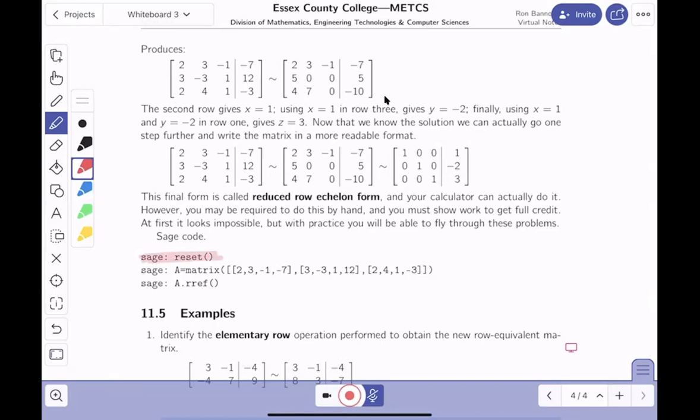Reset, clear the memory out, define a matrix A. What's the matrix A? This is the matrix A. How's it being entered? Row, row, row. First row is 2, 3, -1, -7. The second row is 3, -3, 1, 12. The third row is 2, 4, 1, -3. Then ask Sage to do the reduced row echelon form. If you ask Sage to do that, Sage will spit this back as soon as you hit the enter key. It's that quick.